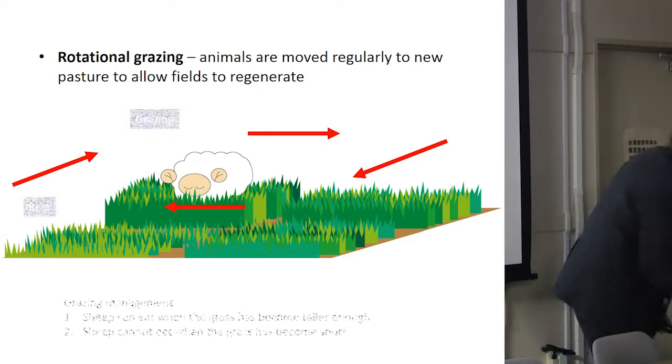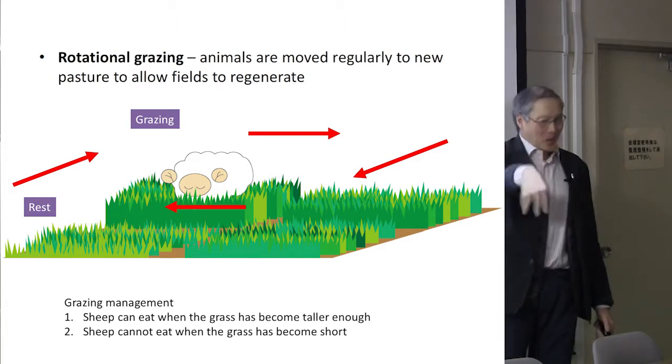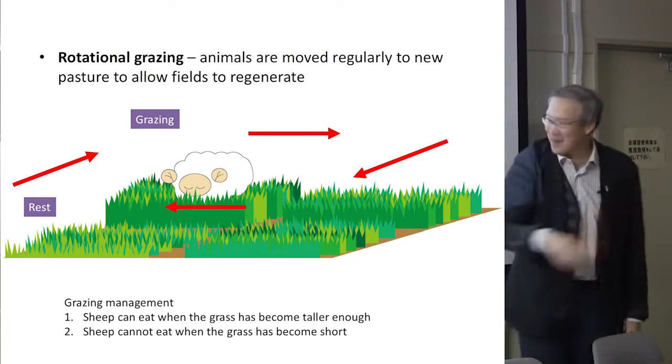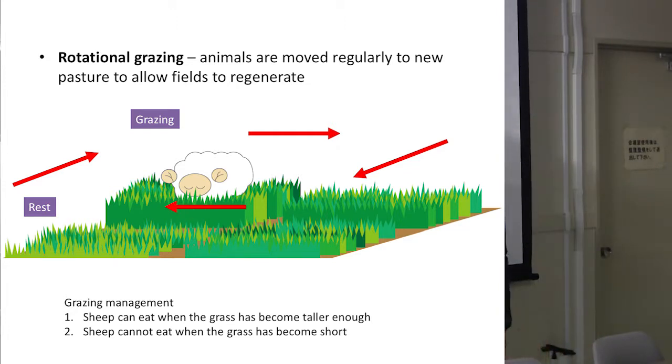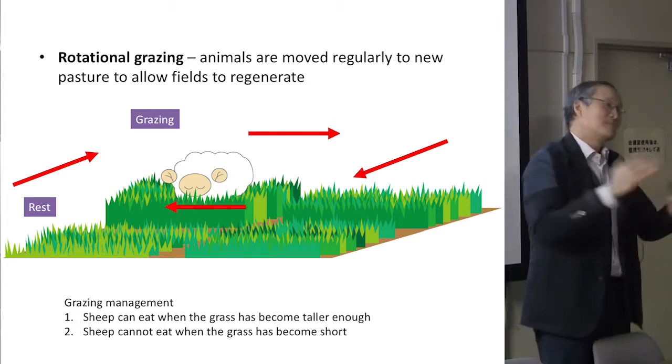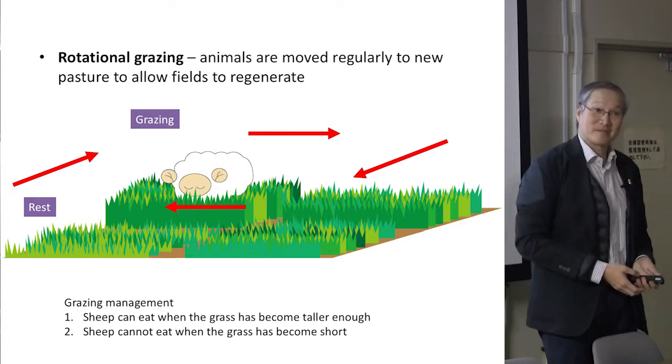So in this drawing, if the grass is tall, then you can ask the sheep, hey, come here and eat here. But when the grass becomes low, already short, after eating, then you say, okay, stop, rest. Very common sense. That is part of sustainable agriculture.